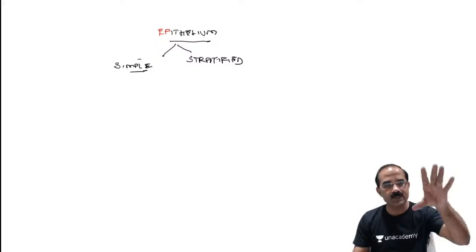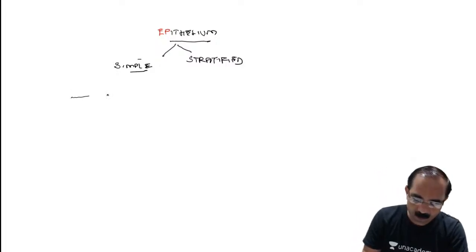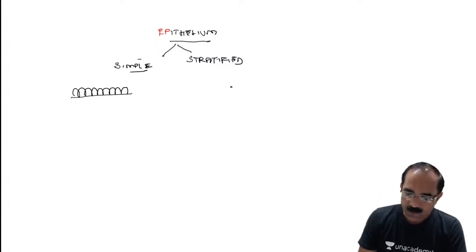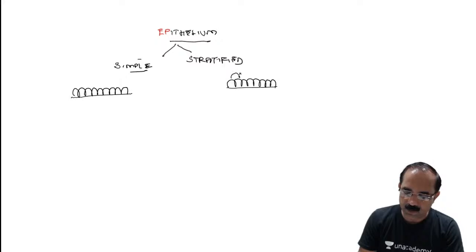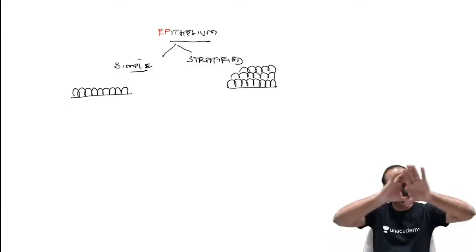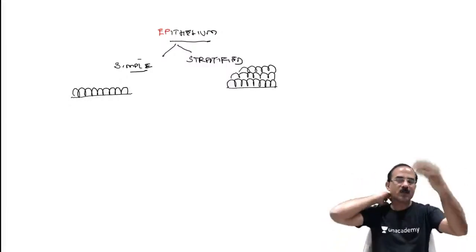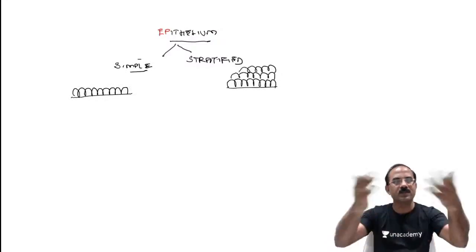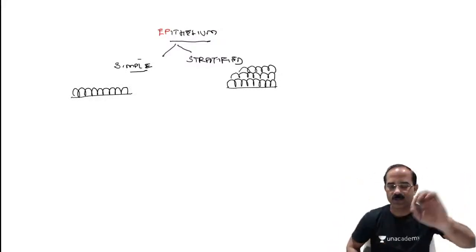All the cells are resting on what? Basement membrane, right? All the cells are resting on the basement membrane. So this is simple epithelium. And stratified means there are multi-layered cells. All the cells do not rest on the basement membrane. So simple epithelium has only one layer of cells, all resting on the basement membrane. So simple epithelium will be present where there's exchange of gases, secretions, absorption functions.